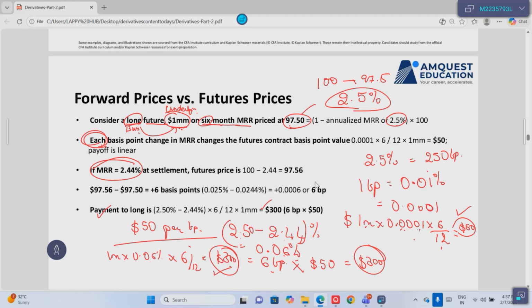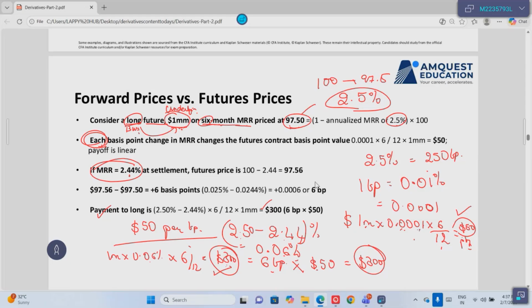So if you want to know what the payoff is, you can do the maths by literally doing the difference into the value into the period, or you can find out the value per basis point. Find out how many basis points it moved over. 2.44 to 2.5 is 6 basis points, into 50, will give you 300. Doing the basis point is very simple.